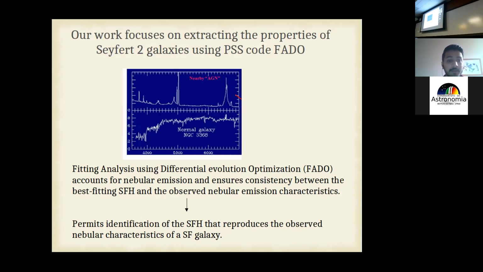So how is Fado different? Fado not only accounts for nebular emission, but it also fits self-consistently. That means it ensures the consistency between the best-fitting star formation history and the observed nebular characteristics. In this way, it permits the identification of the star formation history that reproduces the observed nebular characteristics of a galaxy.